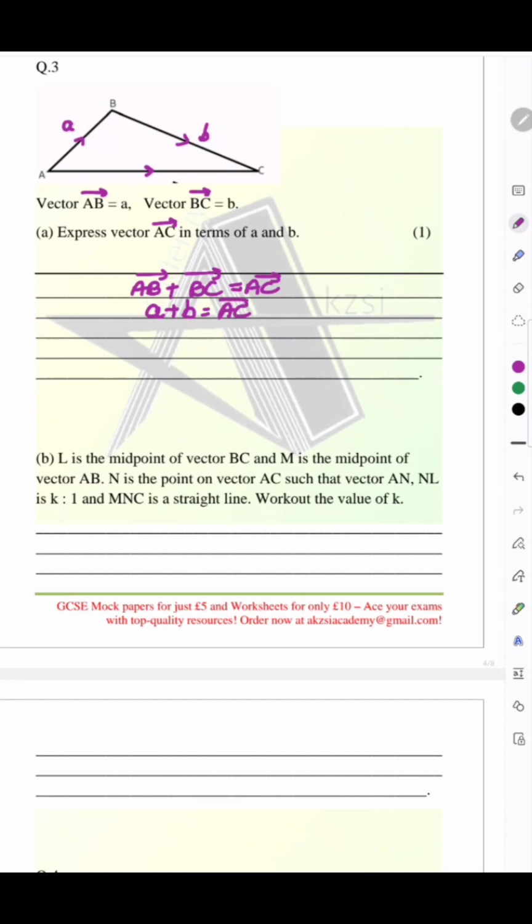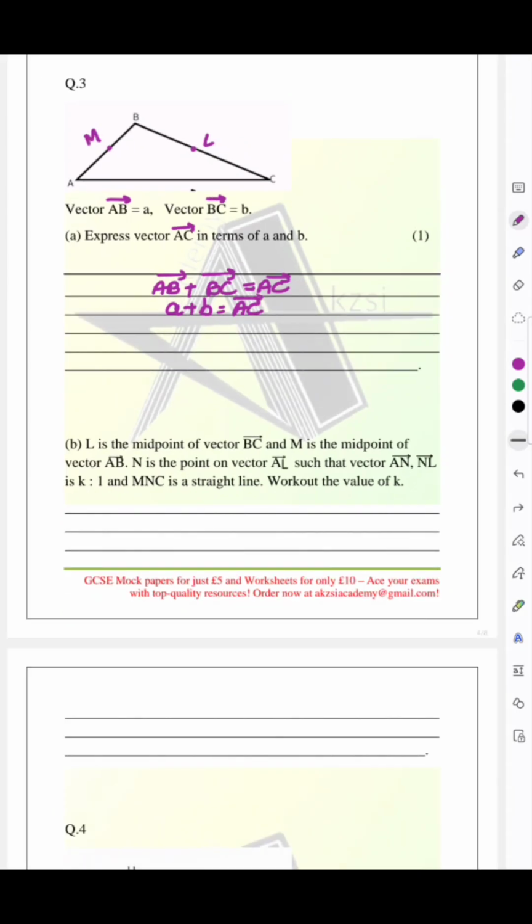Part b says L is the midpoint of BC and M is the midpoint of AB. N is the point on AL such that the ratio AN to NL is k to 1, and M, N, C is a straight line.